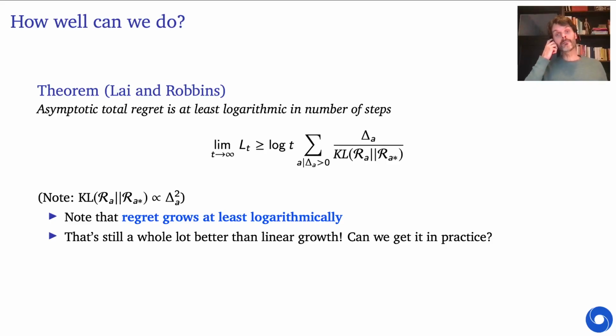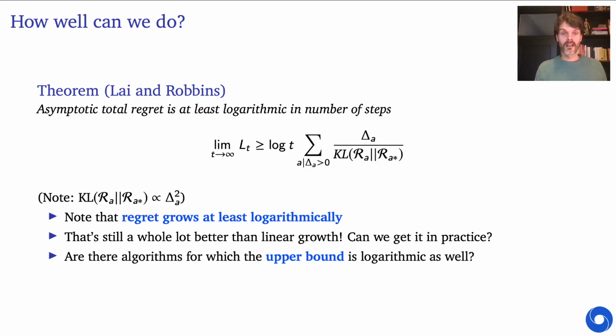Greedy, epsilon greedy, and policy gradients can all have linear regret. So can we get logarithmic in practice? Are there algorithms that have logarithmic regret? What we'll talk about is whether we can find an algorithm for which not just this lower bound is logarithmic, but the upper bound, the worst the algorithm will do, is also logarithmic in expectation. And of course, I wouldn't be mentioning this if it wasn't the case. There are algorithms for which this is true.